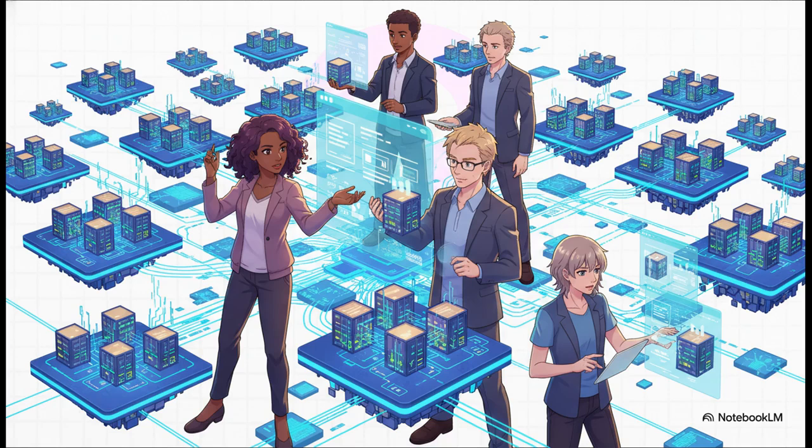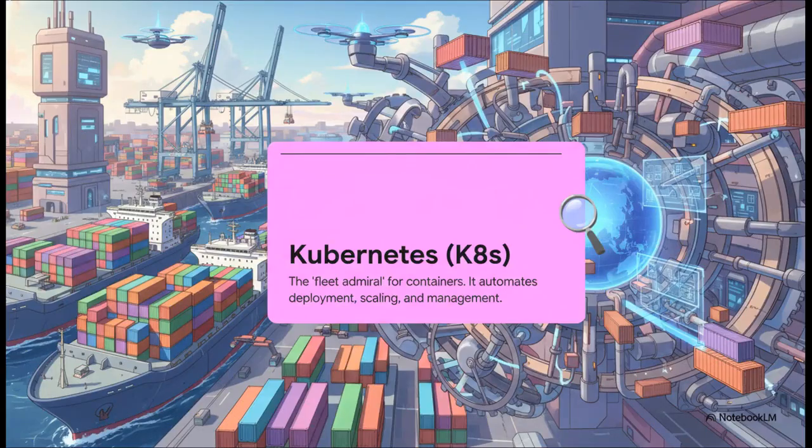I mean, running one container, easy. But what happens when you need to run 10,000 of them? And you have to make sure they can all talk to each other, and you need to automatically replace any that crash, and you want to update them all with zero downtime? It sounds like chaos, right? Well, that's where our final tool comes in. Kubernetes is the orchestrator for all those containers.